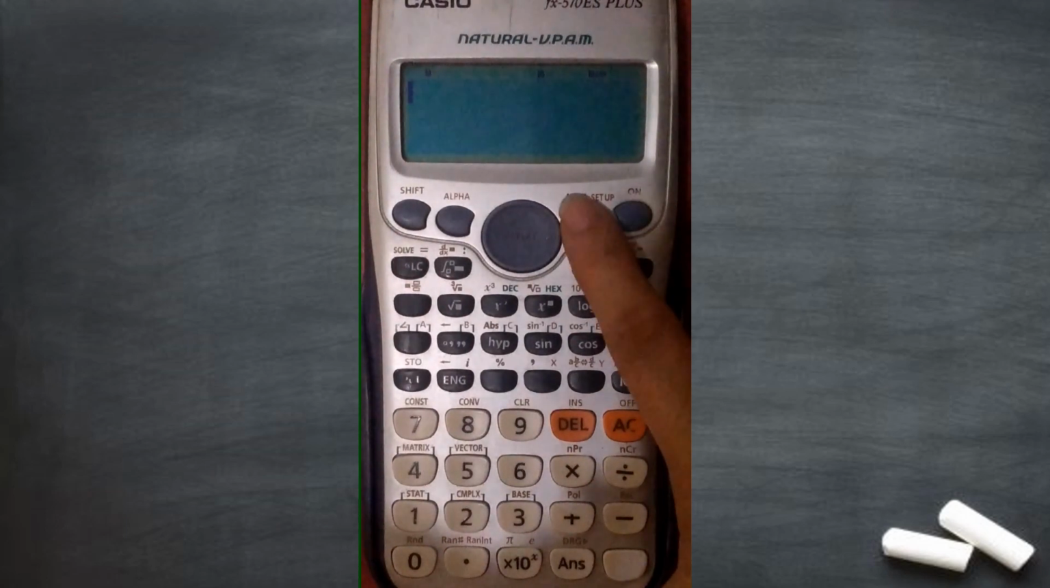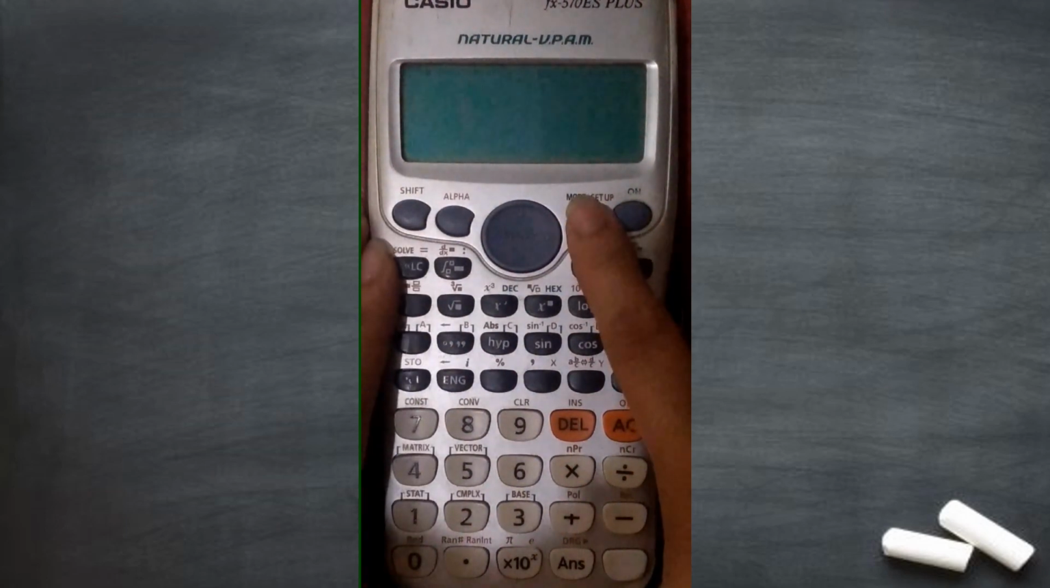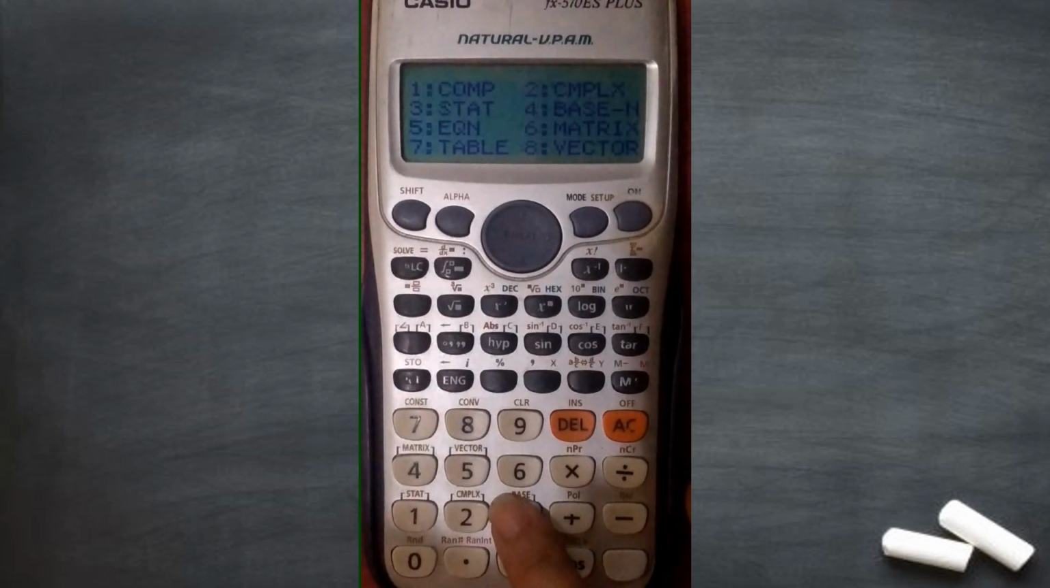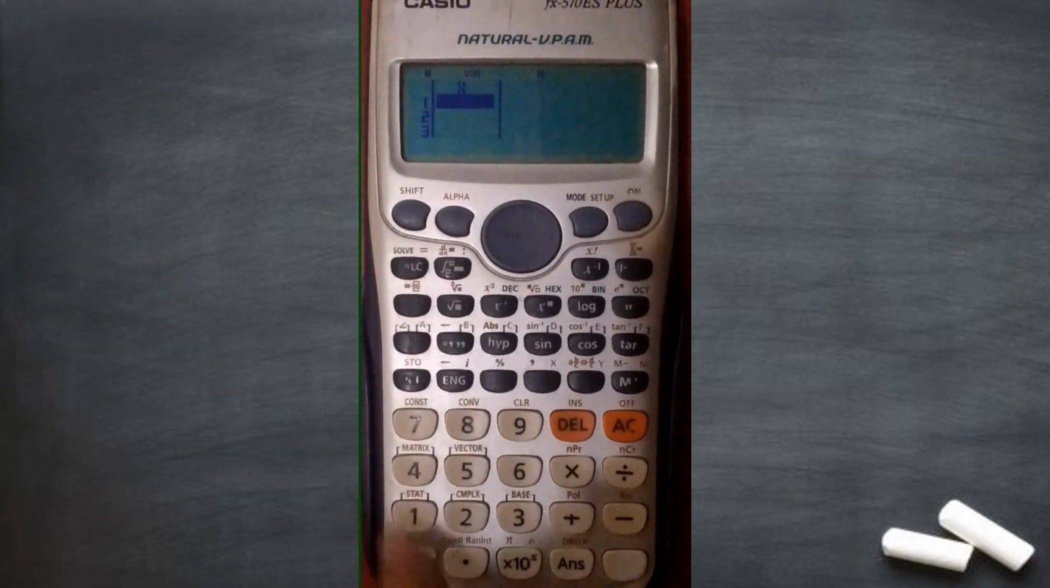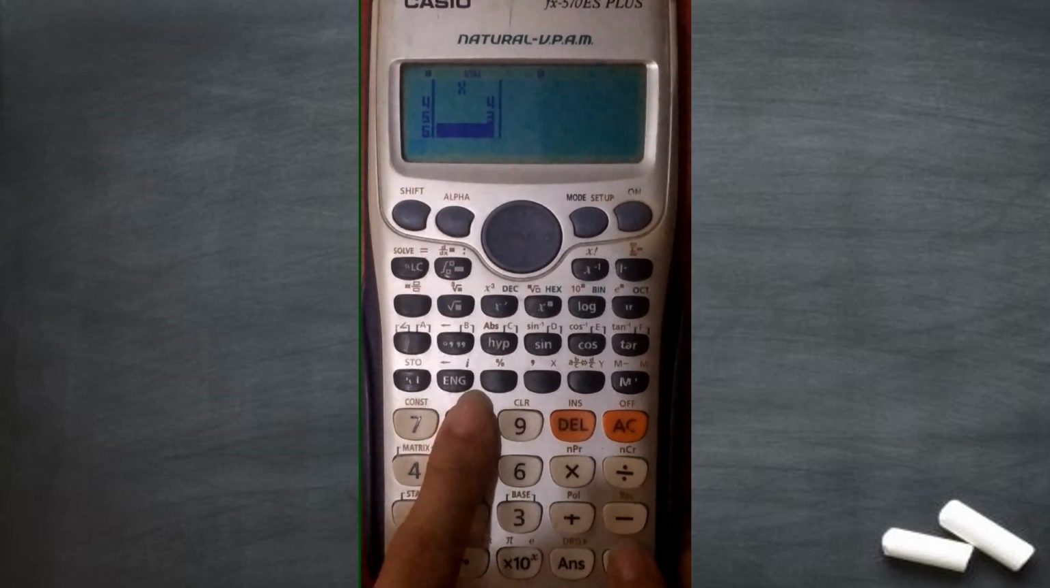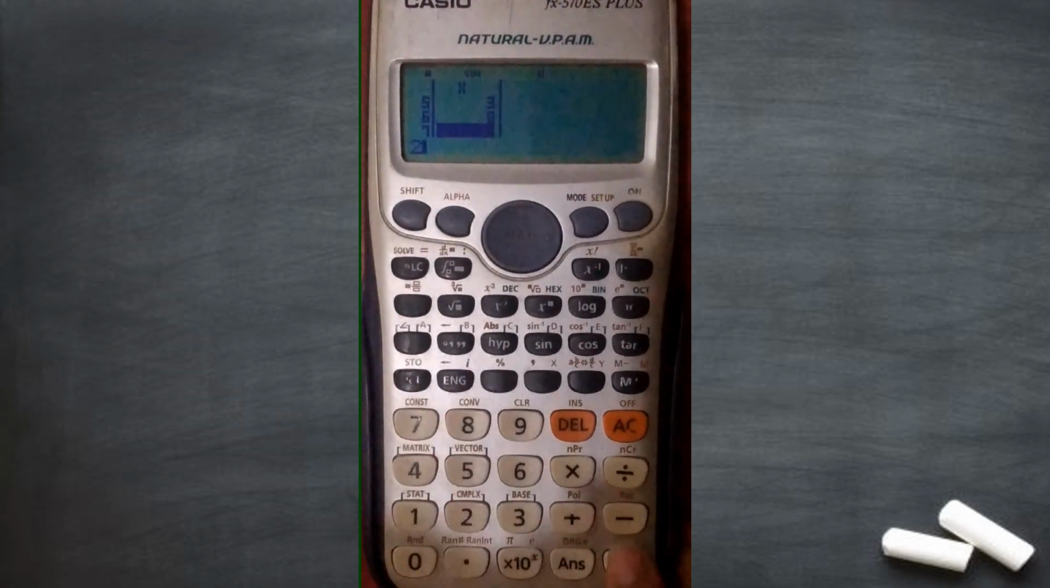First is to press mode, and then press the number equivalent to stat, and then press the number equivalent to 1 var, and then this will be the display in your calculator. Next is to input all the x values given in your problem, by pressing the number itself and then the equal sign. So press the number, then equal sign, then proceed with the next number, equal sign, up until you finish all the x values. And then after that, you have to press on.